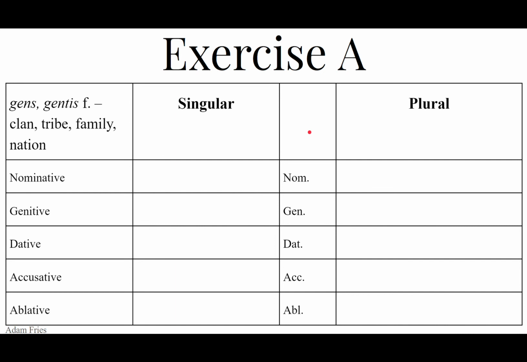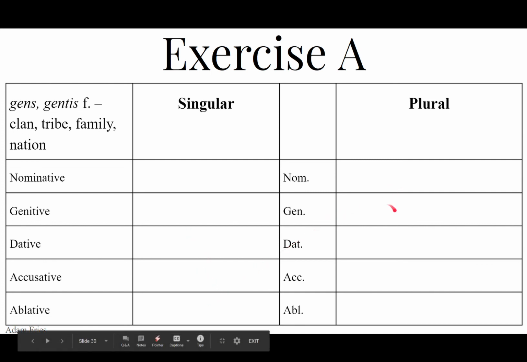Gens, gentis, feminine. Clan, tribe, family, or nation. The nominative will be gens, the genitive will be gentis. When you chop off the IS, you get the stem gent. What's up, gents? And then put gent as the stem in the blanks for the rest of the paradigm.